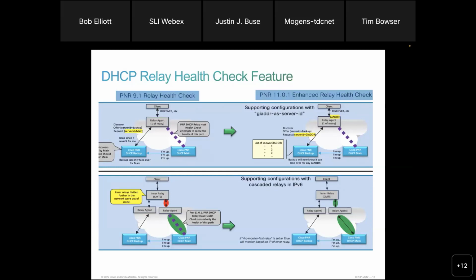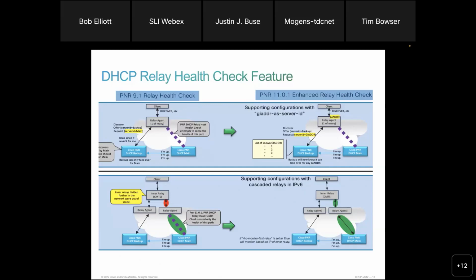So now for IPv4, it does support configurations that use the giaddr as the server ID. Historically, the main DHCP server would be the server ID. Some customers have had their network configurations set up to use the giaddr as the server ID. And now with the latest version of PNR, that is supported, and you can use relay health check.